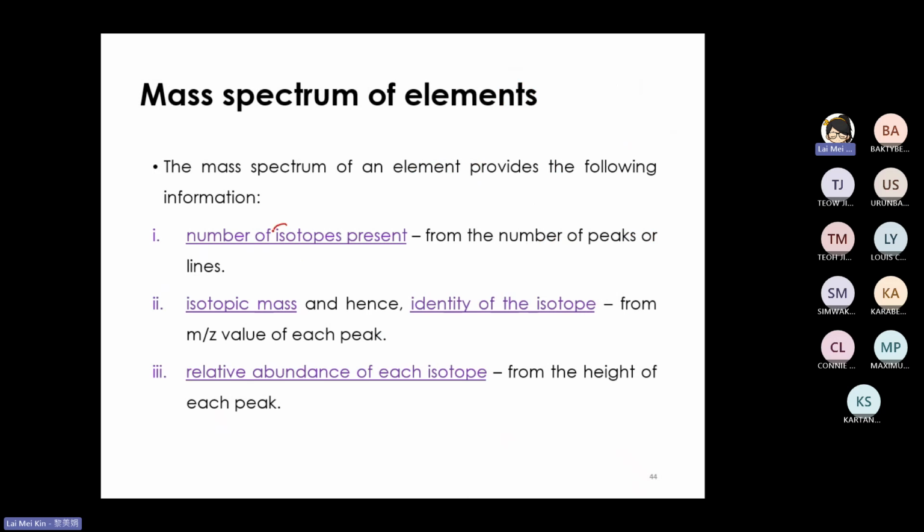All right, so what can we obtain from a mass spectrum, the ones that you mentioned just now? How many isotopes? If you have 2 peaks, you will have 2 isotopes. And then next, what is the mass? You mentioned just now, chlorine 35, chlorine 37. Because you know the mass, you know the identity. And lastly, what is the abundance? What is the percentage of the isotope? 75 and 25. So these are the things that you can get from a mass spectrum.